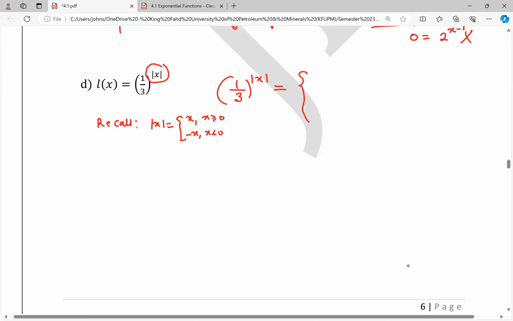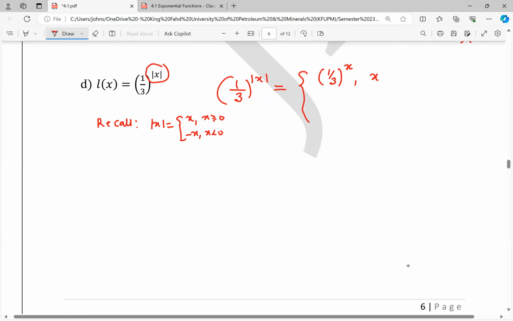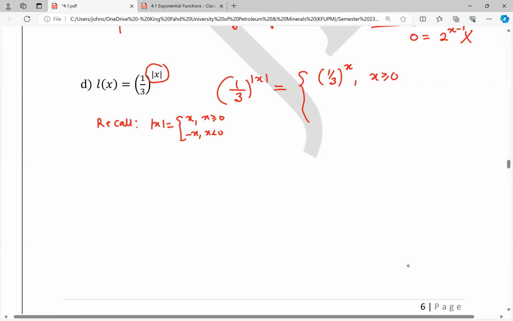So if x is greater than 0, what do you have? You have 1 over 3. If x is greater than 0, it means the absolute value of x will be x. So you can remove the absolute value and just put x, when x is greater than or equal to 0. But if x is less than 0, instead of absolute value, we use minus x. So you have 1 over 3, but now minus x, and this is when x is less than 0.